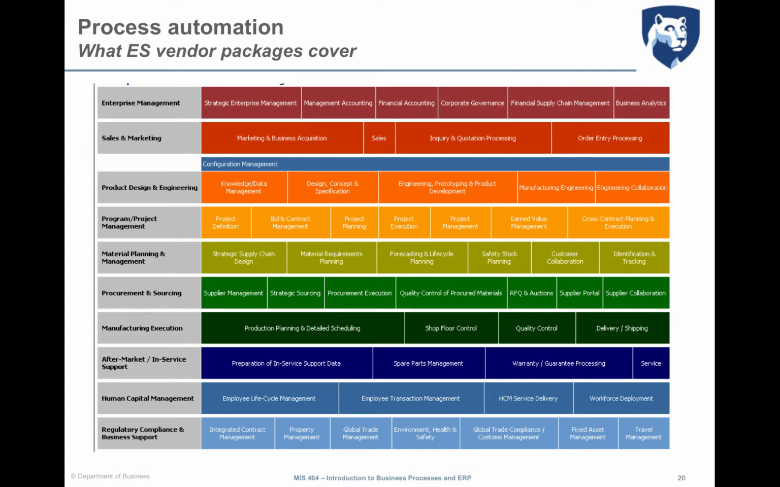In this slide, you can also see possible names of packages sold by vendors on the market to cover the different processes. This is just a comprehensive view of what vendors in the market offer to cover and support the different processes of an organization. For example, for materials planning and management, we can find a strategic supply chain design module, a material requirement planning module, a forecasting and life cycle planning application, safety stocks planning, customer collaboration, and identification and tracking technologies.